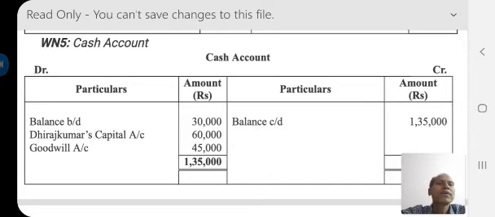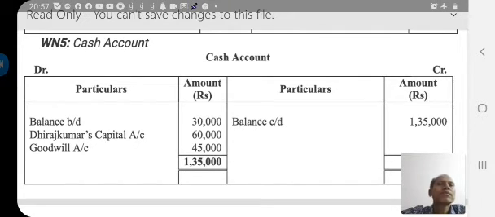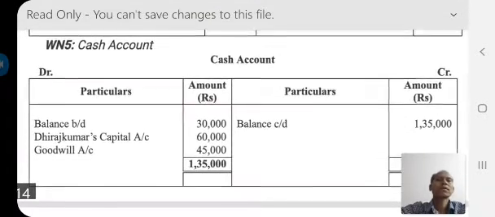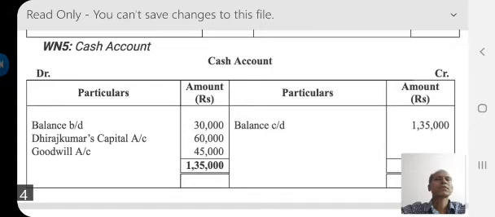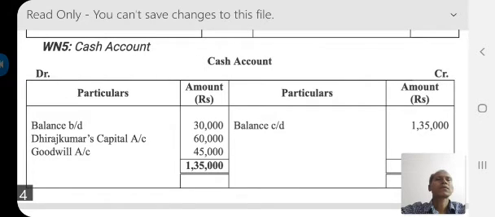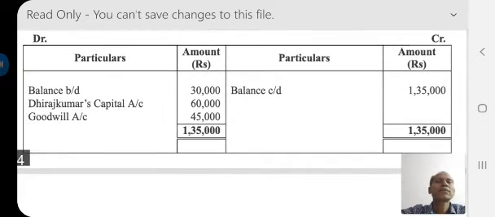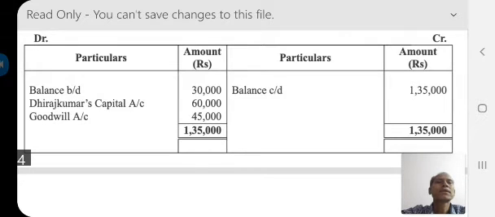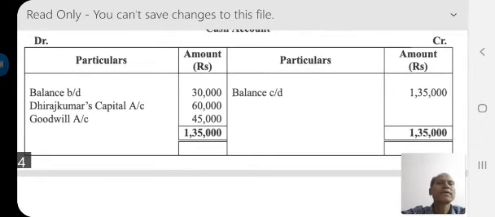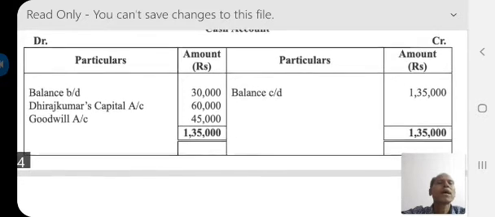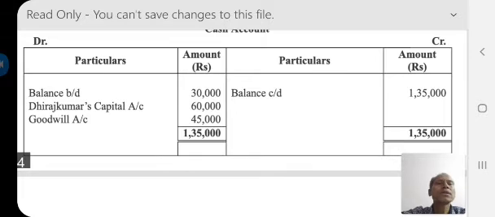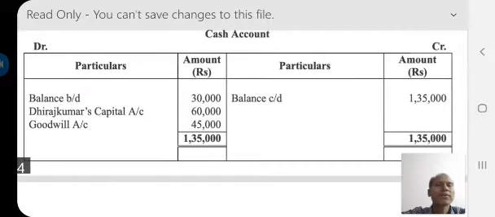See, this is the most important one. Cash account. What about this 30,000 balance? 30,000 B by D 30,000. This is the figure which is shown in the beginning balance sheet. Cash 30,000.